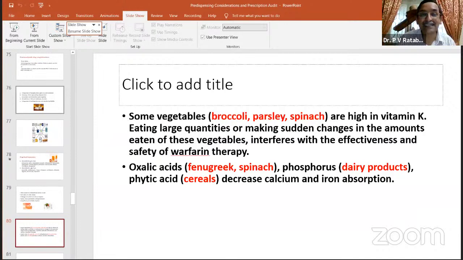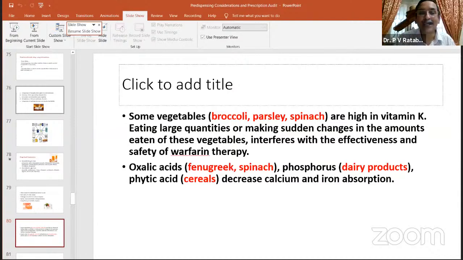Similarly, oxalic acid in foods like fenugreek and spinach, dairy products where phosphorus is high, and cereals with phytic acid decrease calcium and iron absorption. Especially a lot of mothers and mothers-in-law advise their daughters and daughters-in-law in pregnancy to have a lot of spinach, a lot of fenugreek. Here, this is the catch point. Fenugreek contains oxalic acid, which decreases your vital calcium and iron. So all those efforts of mothers-in-law and mothers go waste.